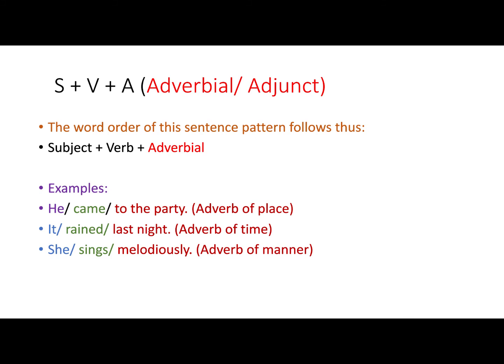The first sentence is he came to the party. Obviously, he is the subject, came is the verb, to the party is the adverbial as it gives the information about the place of action. It plays the role of the adverb of place.